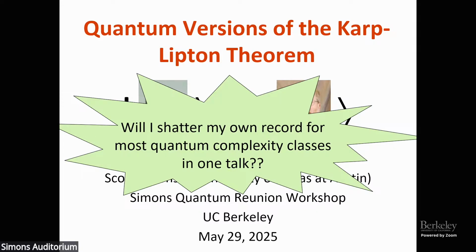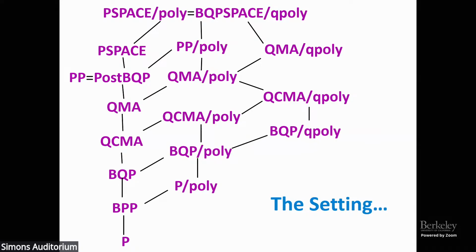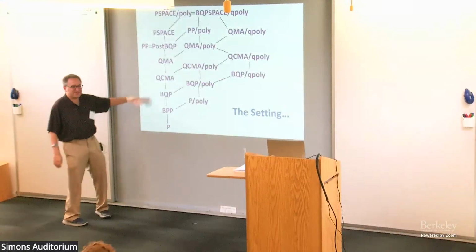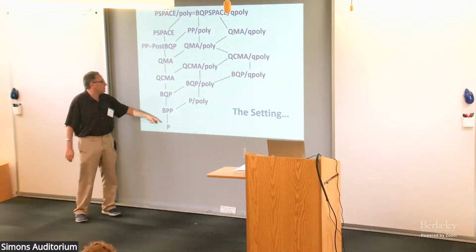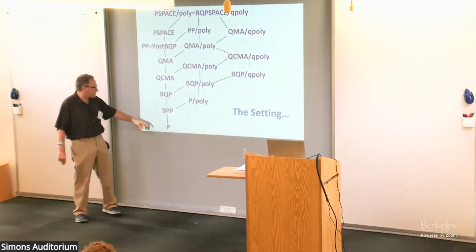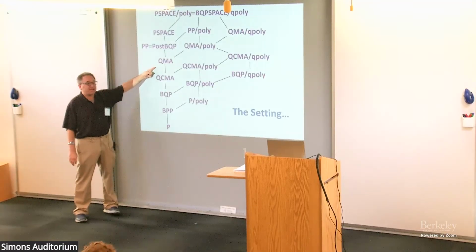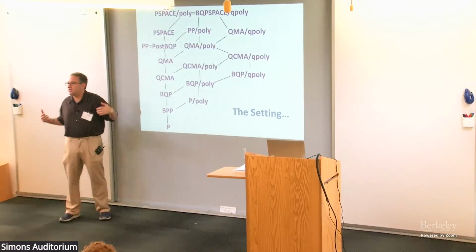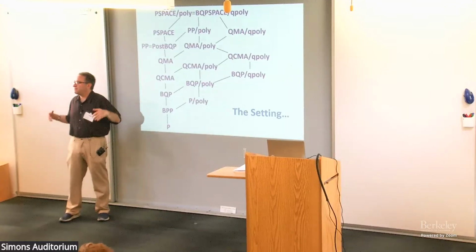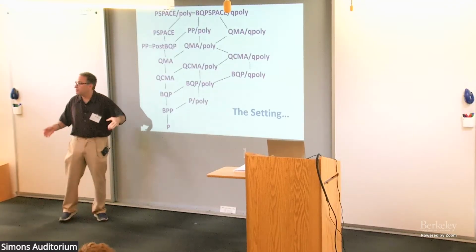So, let's just start off the gate with the first slide. This is not going to be even close to all of them, by the way. But this is some of the setting where this talk is going to live. So on the left we have uniform complexity classes: P, BPP, BQP, and then we have QMA, quantum Merlin Arthur, and the subclass QCMA, which is where the witness has to be classical, but the verification of the witness can be by a quantum computer.